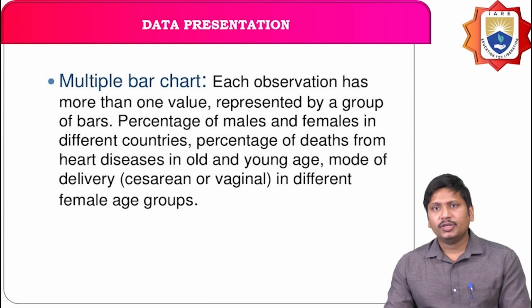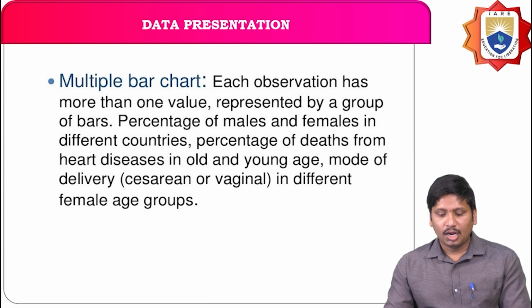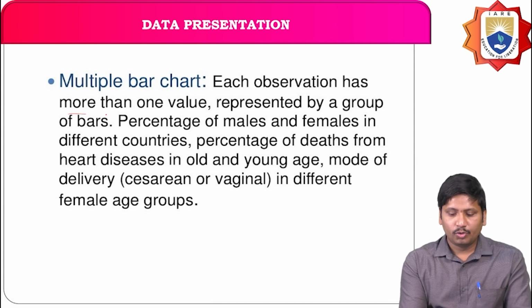So each observation has more than one value, which should be represented by a group of bars. For example, the percentage of males and females in different countries, the percentage of deaths from heart diseases in old and young age, and mode of delivery in different female age groups. I want to represent it. So this is the observation that should be taken from multiple sources, and each observation has more than one value, right?